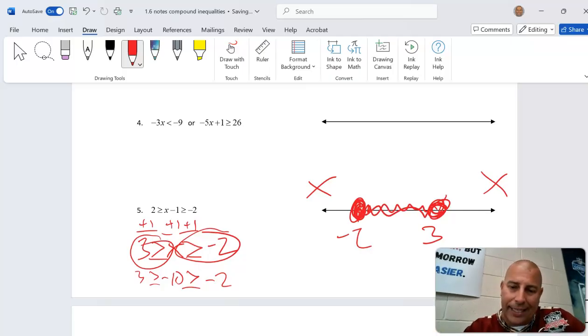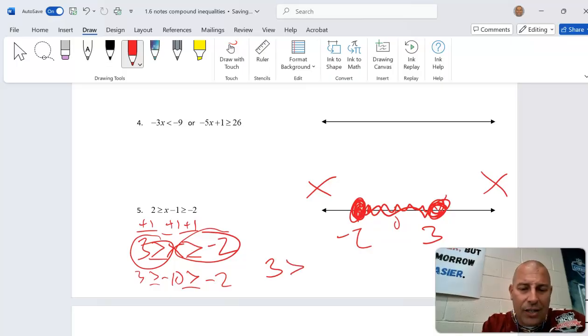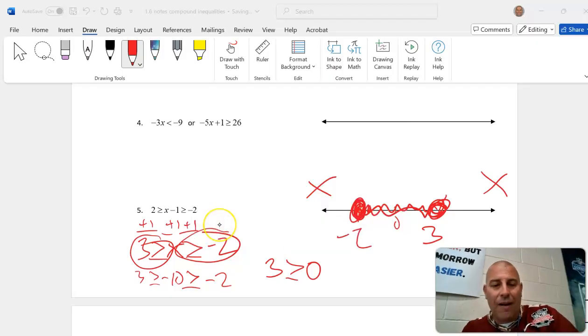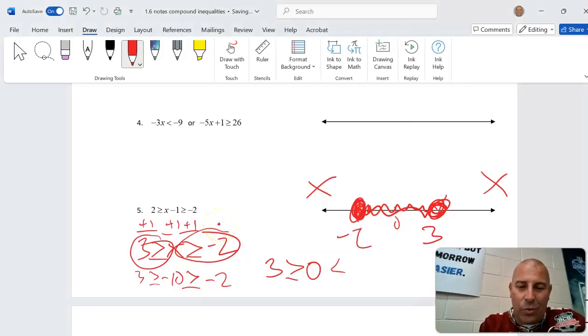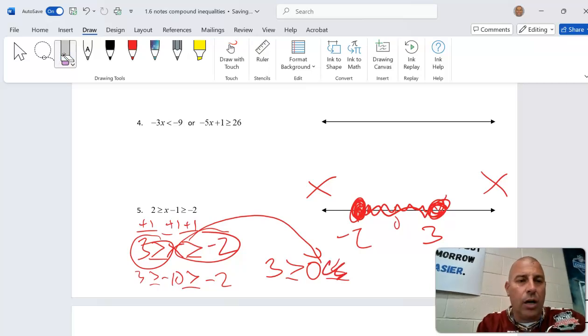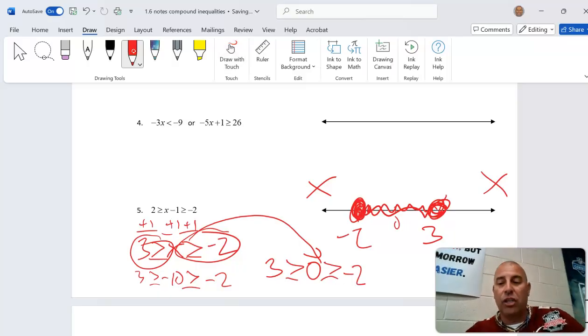Now, let's just check 0, because 0 is between negative 2 and 3. So here we go. Is 3 greater than or equal to 0? Yes. Is 0 less than or equal to, oh, I'm sorry. I got distracted there with that warning sign. I got the wrong one. Is 0 greater than or equal to negative 2? Yes, 0 is greater than or equal to negative 2. So that means, yes, we're going to shade in between there. Woo! That's a lot here, people.